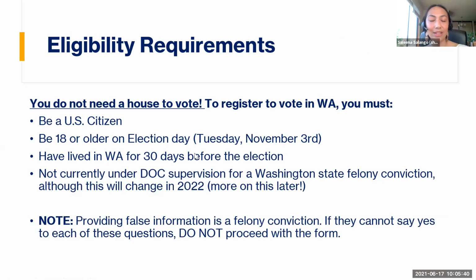And you've had to have lived in Washington for 30 days and not currently be under Department of Corrections supervision for a Washington state felony conviction. This will change shortly and I will cover that in just a minute, but broadly speaking, for this year, these are the requirements. If you have folks that meet those eligibility requirements, I strongly encourage you to register them to vote so that their voice is heard in this election.